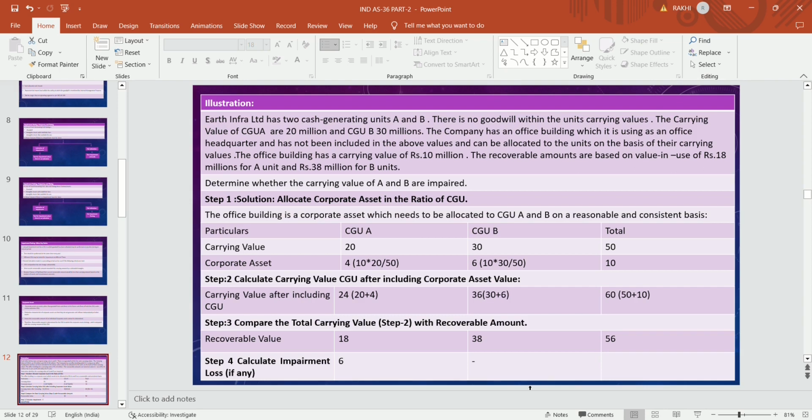The recoverable amount of CGU A is 18 millions and CGU B is 38 millions, and the carrying value of CGU A is 24 millions. As the carrying value is more than the recoverable amount, there is an impairment loss in cash generating unit A. In cash generating unit B, the recoverable amount is more than the carrying amount, so there is no impairment loss. So the only impairment loss is in cash generating unit A, that is 6 millions.